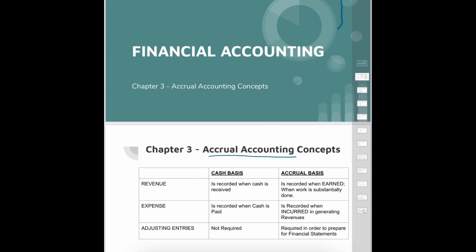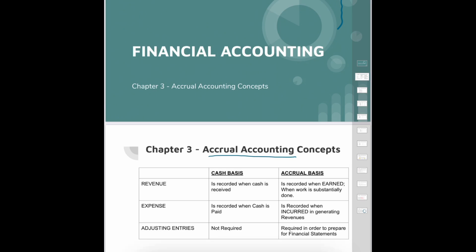Now, let's talk about the accrual accounting. In accrual accounting, the revenue is recognized when it is earned, means when the work is substantially done. So the accrual accounting is different from cash accounting because in accrual accounting, cash is not important. As in cash accounting, cash was the most important thing.